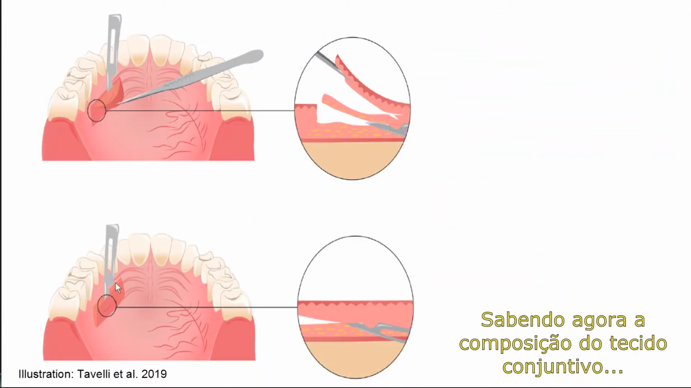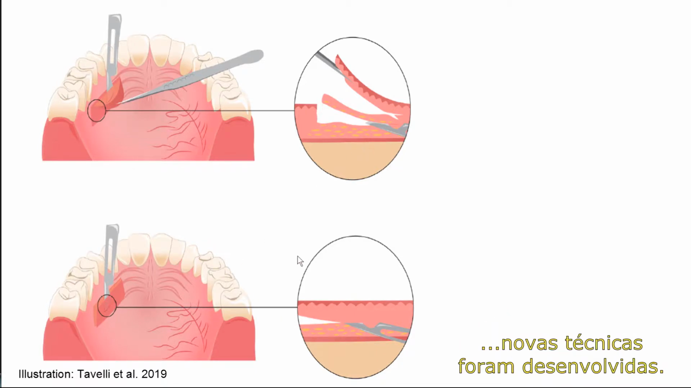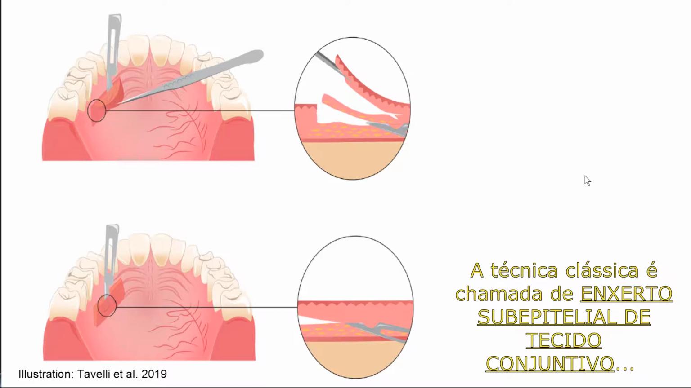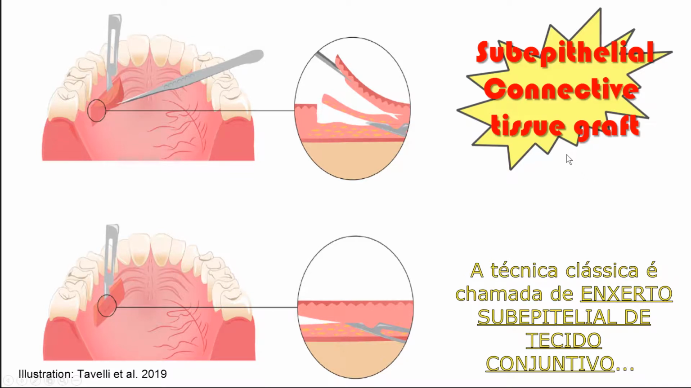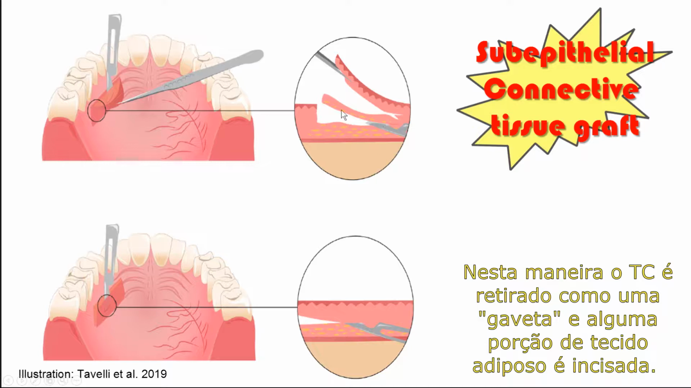Now, knowing the composition of the connective tissue graft and where the main tissues are located, new techniques are being developed. The classic technique was called the subepithelial connective tissue graft, where the connective tissue was taken from underneath the epithelium. In this way, the connective tissue was taken as a draw, and some of the remaining fat tissue was also incised.